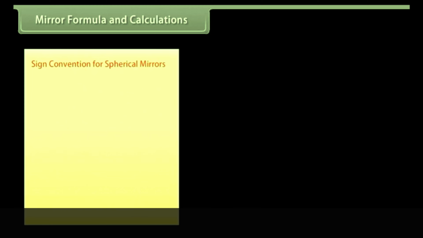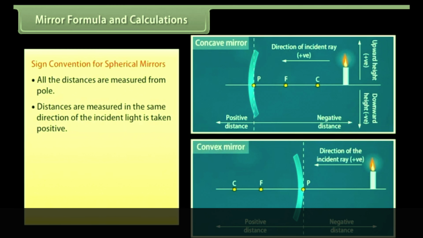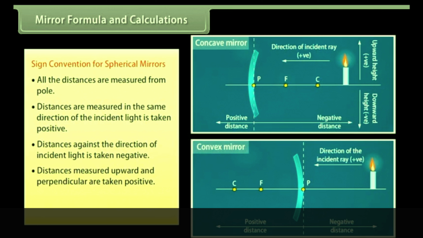Sign convention for spherical mirrors. All the distances are measured from pole. Distances measured in the same direction of the incident light are taken positive. Distances against the direction of incident light are taken negative. Distances measured upward and perpendicular are taken positive. Distances measured downward and perpendicular are taken negative.